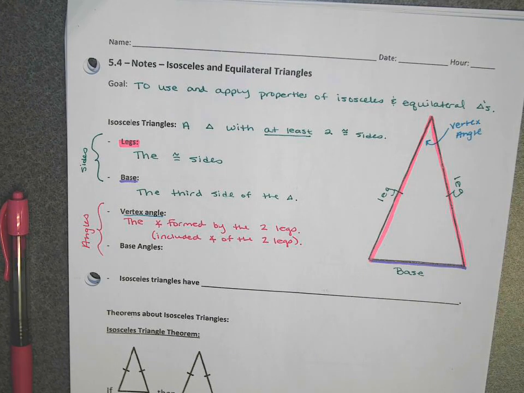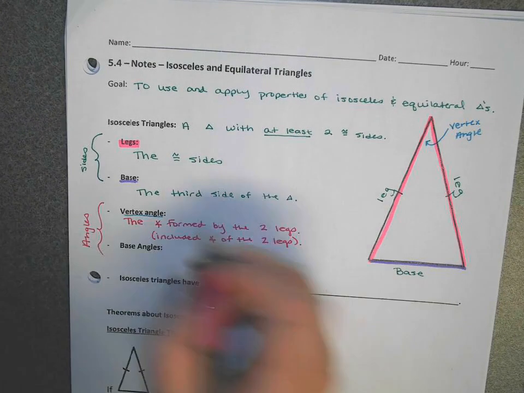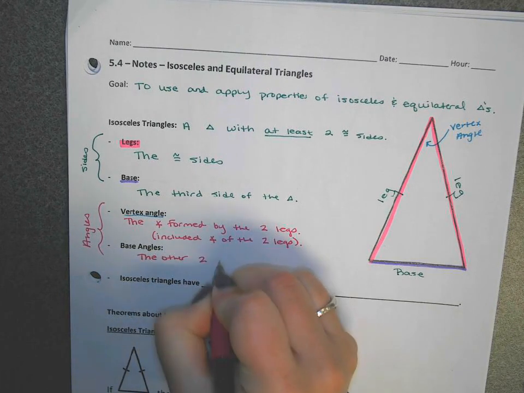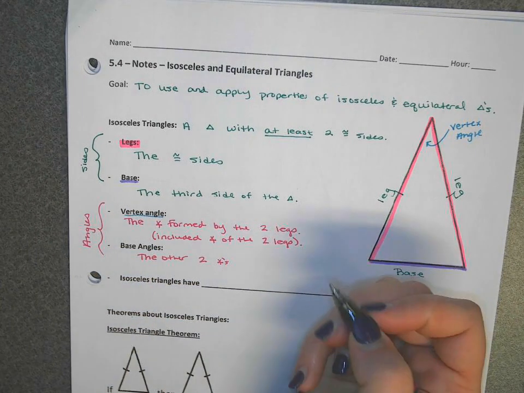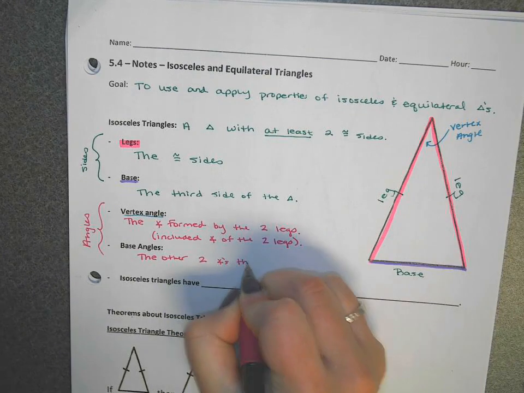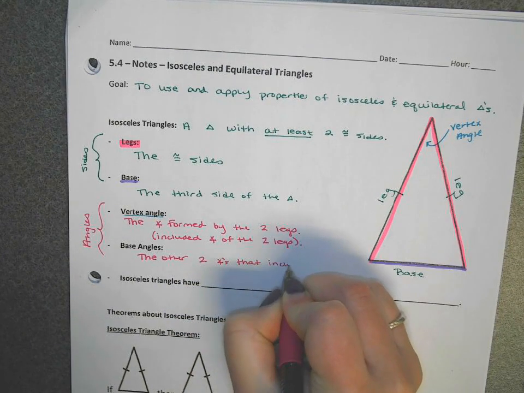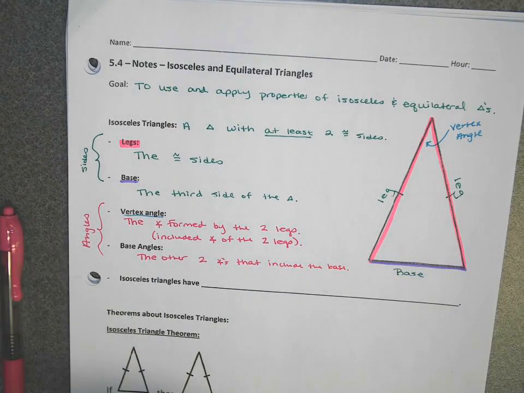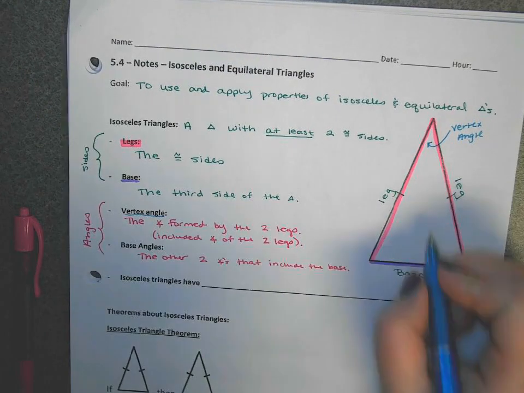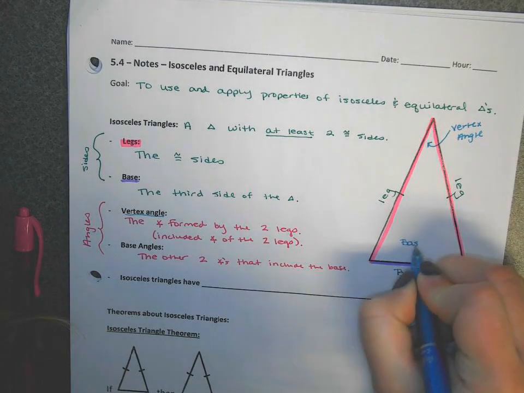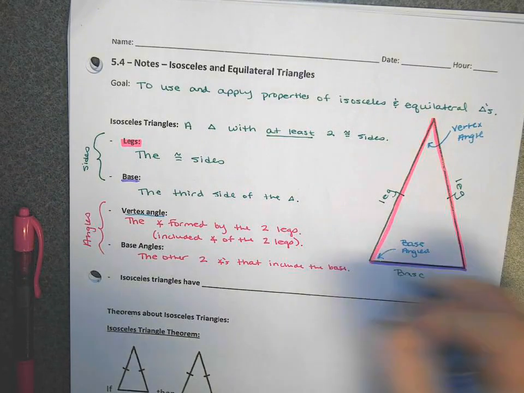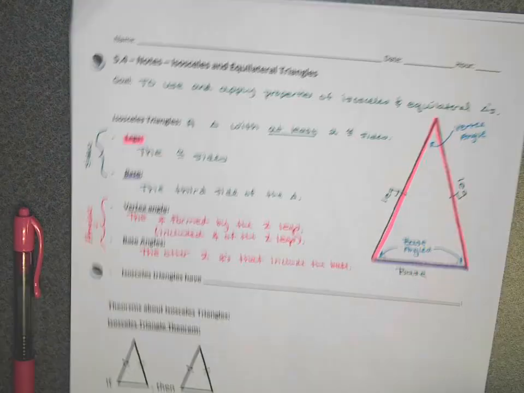The base angles, there are two of them. These are going to be the other two angles that include the base. So look at your base, and on the ends are going to be your base angles.